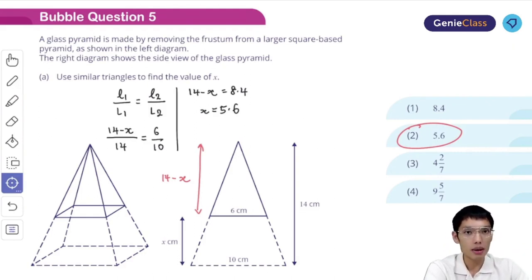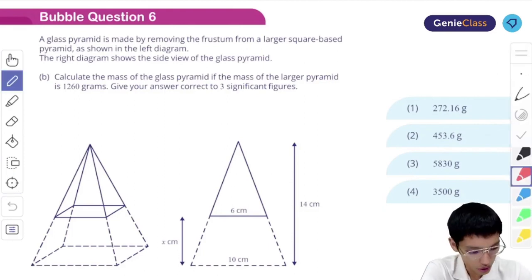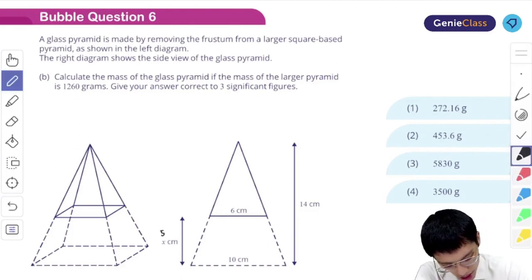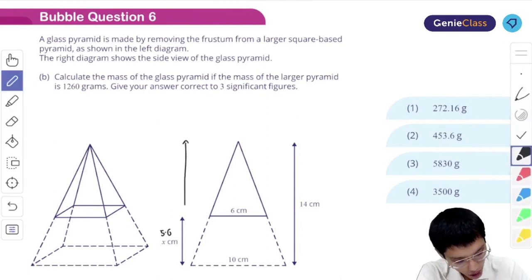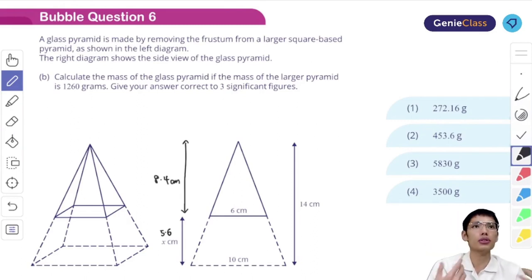Okay, now last bubble question for today. Let me just write out a few things for you. Okay, so this is 5.6. This is what we have solved. So if this is 5.6, you all can start solving first. Look at the question and solve first, while I write the details needed. It's very similar to the previous worked example, just that right now we are solving for different things.